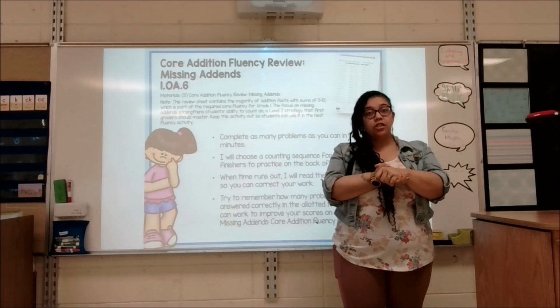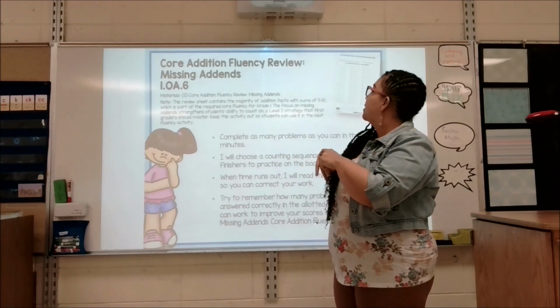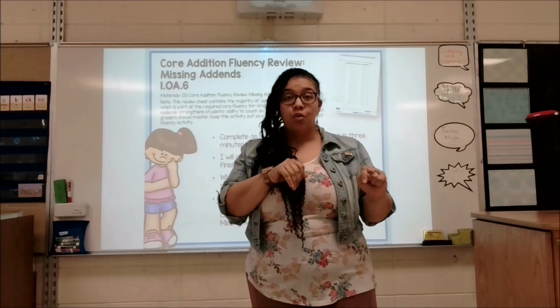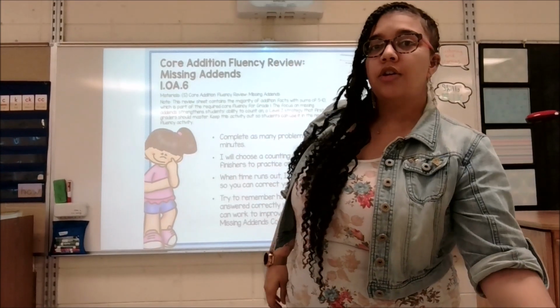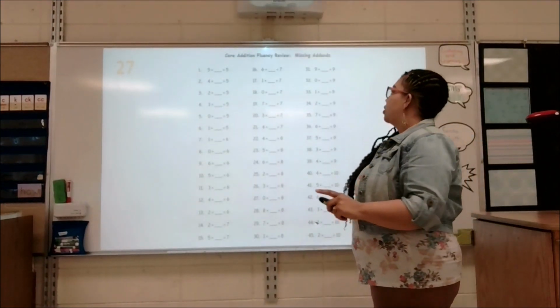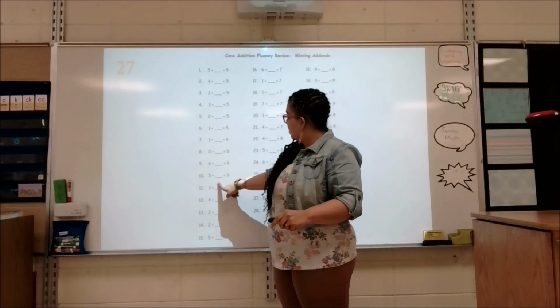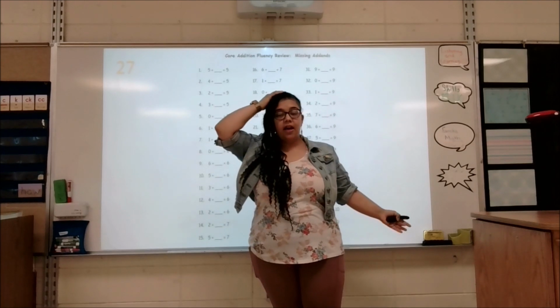Right, so we're going to get started. Today's fluency activity is the Core Addition Fluency Review with missing add-ins, which means you need, number one, your Starry Night book. You're going to turn to page number 27, and it's going to look just like this. When I say missing add-ins, it means you're missing a part. You know a part, you know the whole, and you're missing the other part.